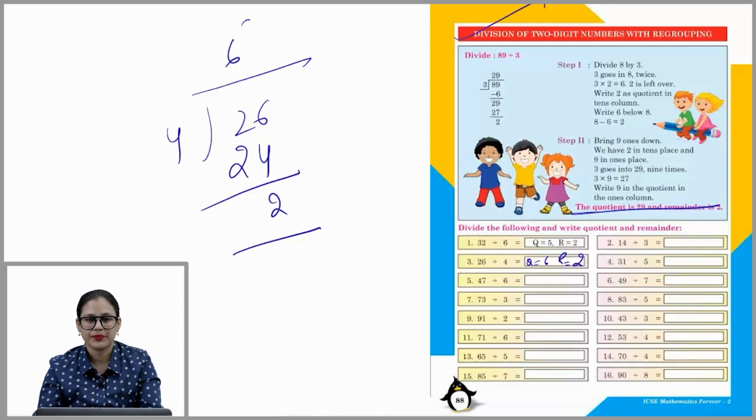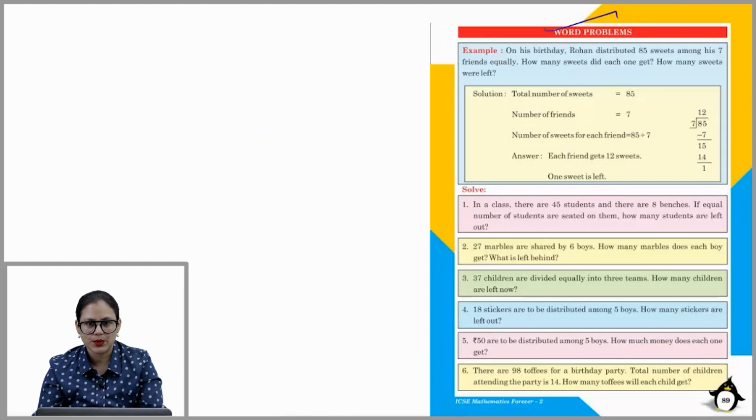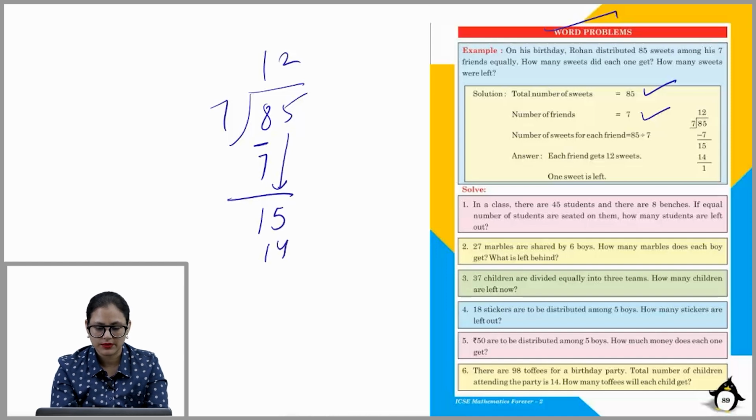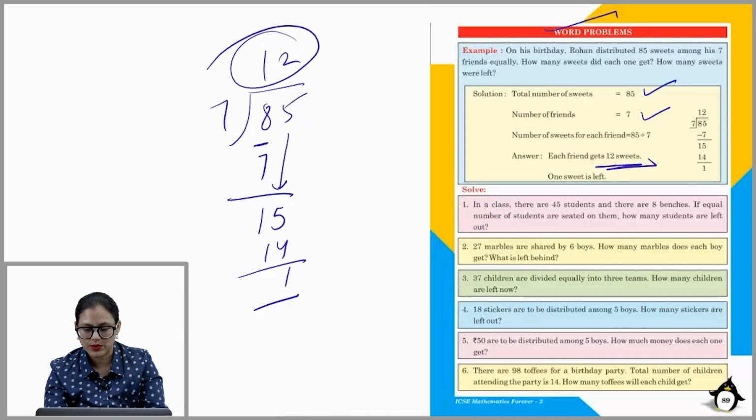Word problems. Example, on his birthday, Rohan distributed 85 sweets among his 7 friends equally. How many sweets did each one get and how many sweets were left? So let's find out. Total number of sweets 85, number of friends 7. Let's divide 85 by 7. First we will take this 8, 7 ones are 7, 1, then we'll bring down 5. 7 twos are 14. So each friend gets 12 sweets and 1 sweet is left.